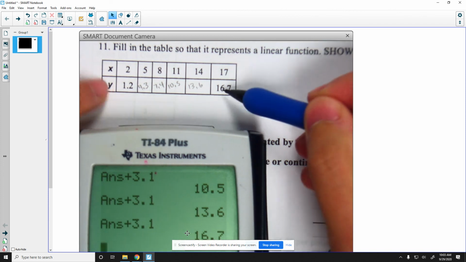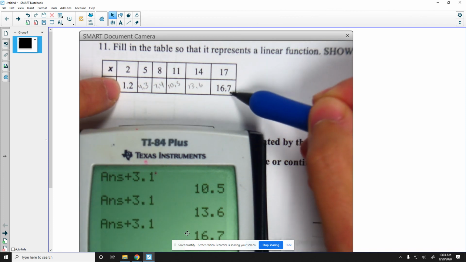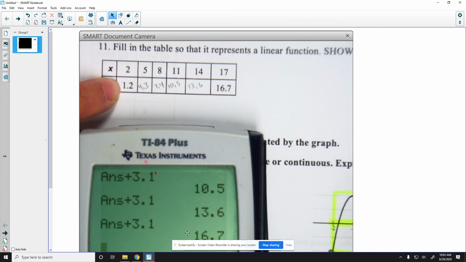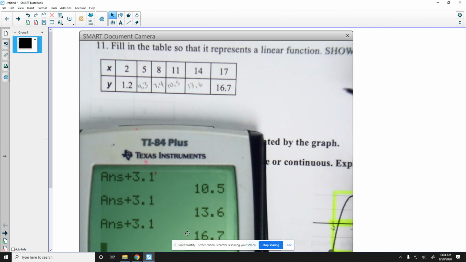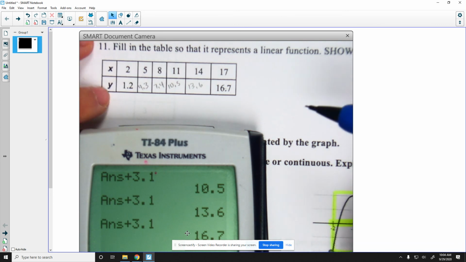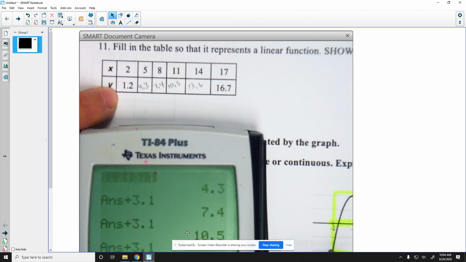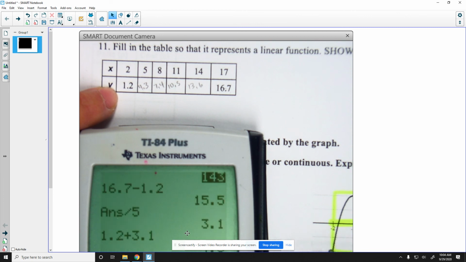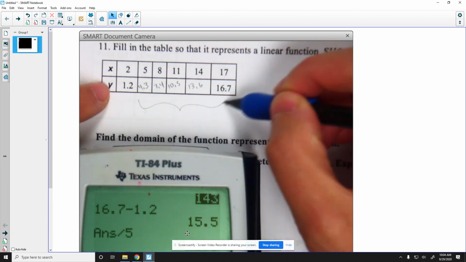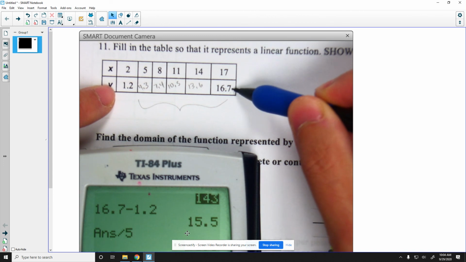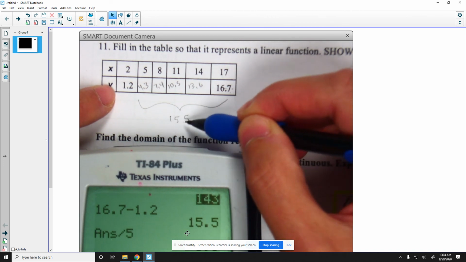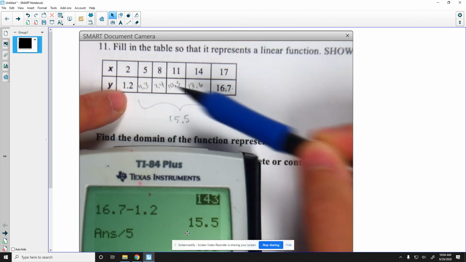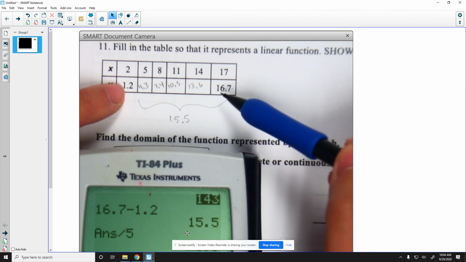Okay, so let's clarify. Kip, why did you want to subtract these two, 16.7 and 1.2, to begin with? Because that'll give you the amount that it goes up. From the starting number, like 2, to the ending number, 17, it goes up 15.5. So Kip is saying between 1.2 and 16.7 there's a difference of 15.5.